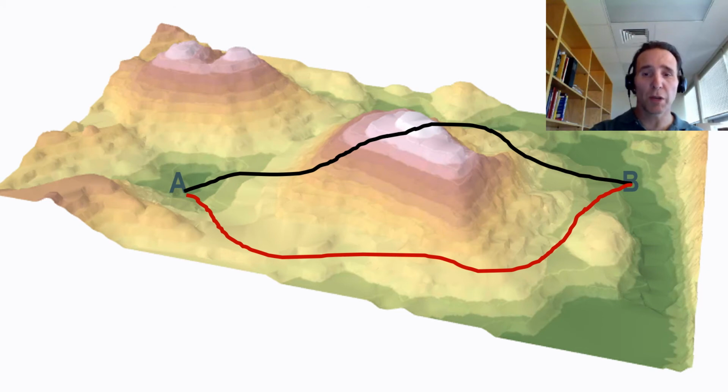Which route would you take if you wanted to take the easiest, lowest angle route to travel on foot from A to B? The route marked in red is easier, even though it is longer, because you travel on the lower angle slopes on the side of the mountain, as opposed to the black route, which is shorter but more strenuous climbing up and over the summit.